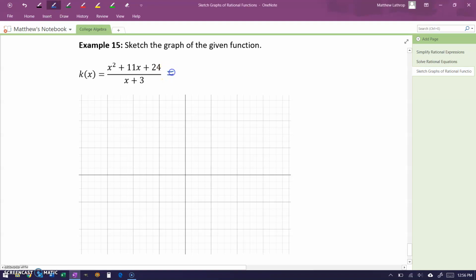In our last example, we'll again factor the numerator and denominator. x plus 3 over x plus 3 will cancel, leaving us with just x plus 8. We have no expression in the denominator, so there will be no vertical asymptotes.